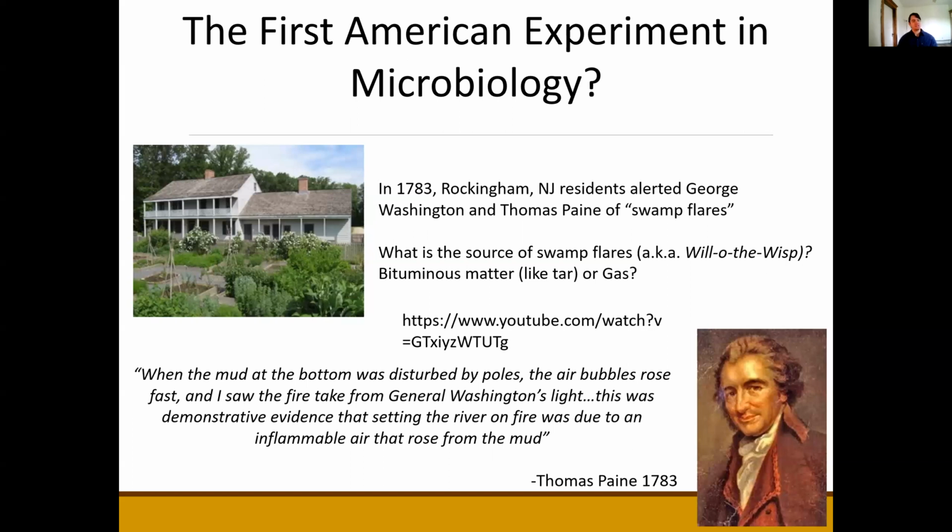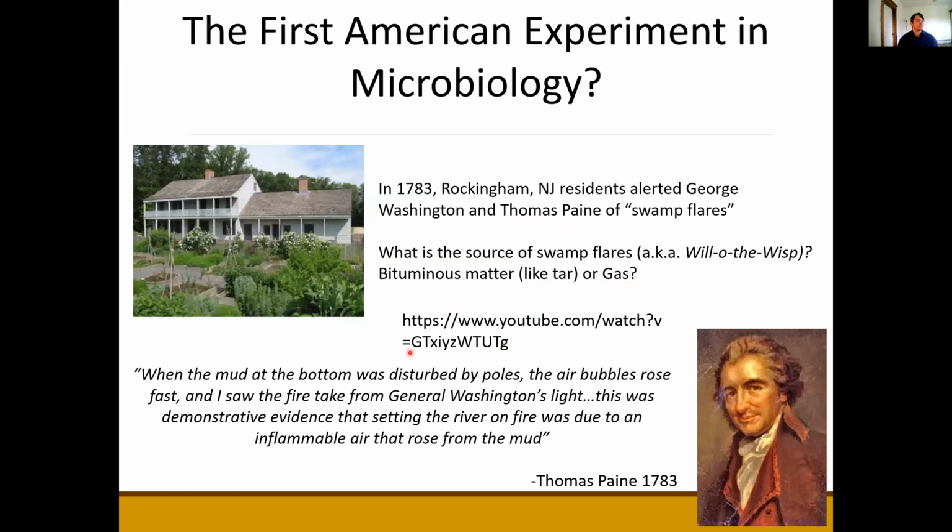And it is thought that the moving away of the light as people approach is caused by air that is disturbed by the approaching person, which would cause the methane to dissipate, so it starts to fade away. Initially there were questions about whether the source was bituminous matter, something like tar, or gas. George Washington thought it was a tar-like substance, and Thomas Paine thought it was a gas. In this instance, Thomas Paine was correct, because it is a gas.